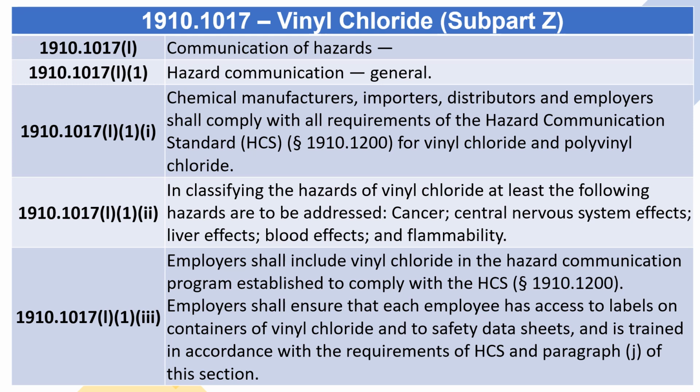Employers shall include vinyl chloride in the Hazard Communication Program established to comply with the HCS, Section 1910.1200. Employers shall ensure that each employee has access to labels on containers of vinyl chloride and to safety data sheets, and is trained in accordance with the requirements of HCS and paragraph J of this section.